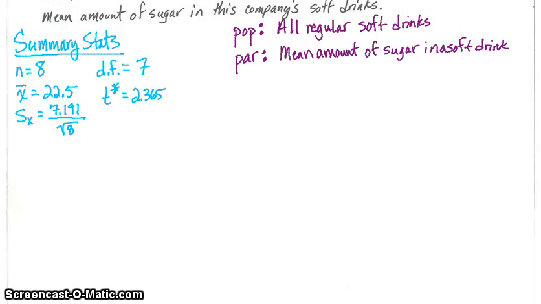All right, so here are summary stats, and then we define the population as all regular soft drinks, and the parameter is the mean amount of sugar in a soft drink. And the reason we're saying regular soft drinks is hopefully you guys remember that diet soft drinks don't have sugar, they have the quote unquote fake sugar. All right. After we've set this up, then we need to look at our conditions. So try to set up your conditions, and mine will jump at you in just a minute.